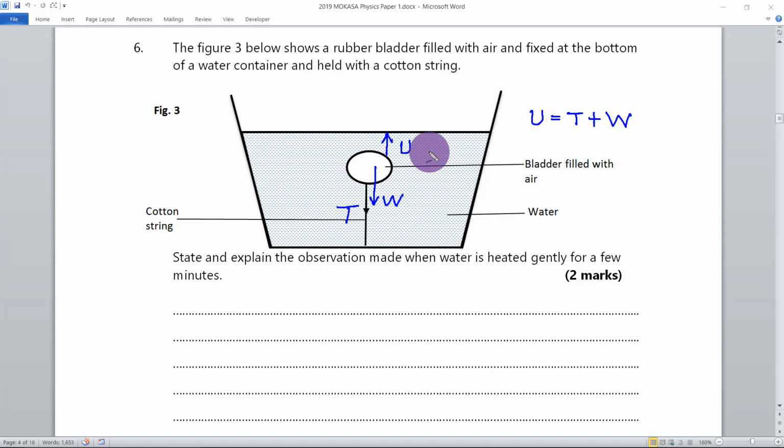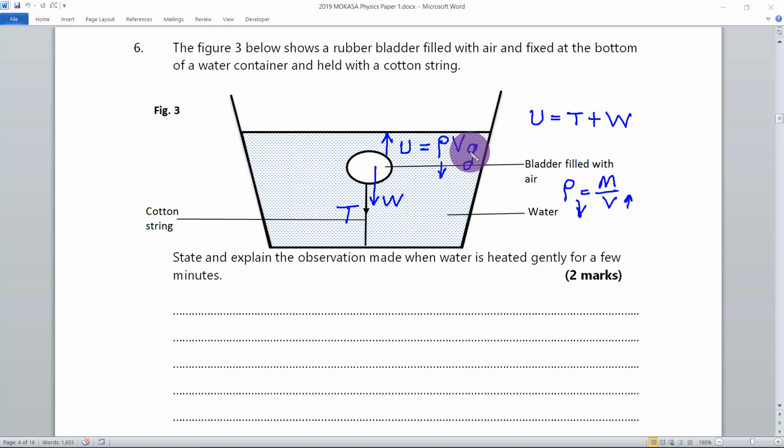Now another concept which we will remember is this, that upthrust is given by the density of the fluid, times the volume of the fluid displaced, times the gravitational field strength. This is an equation which is used to calculate the upward force acting on this object due to this fluid. Now what is density? Density is mass over volume. If we heat up this water, actually it is warmed slightly. State and explain the observation made when the water is heated gently for a few minutes. When we heat this water, it's going to expand. So the volume increases and the density will therefore reduce.